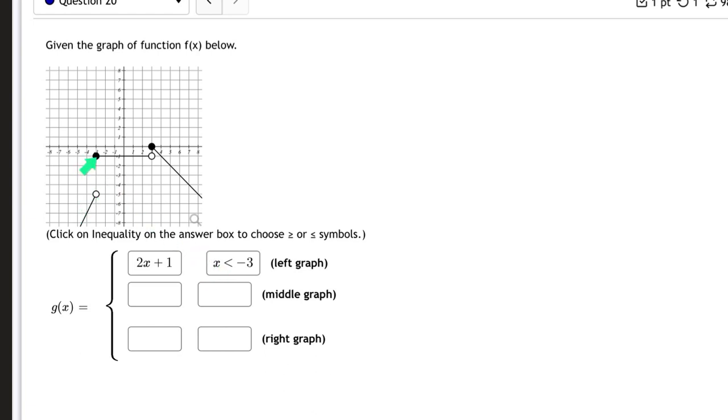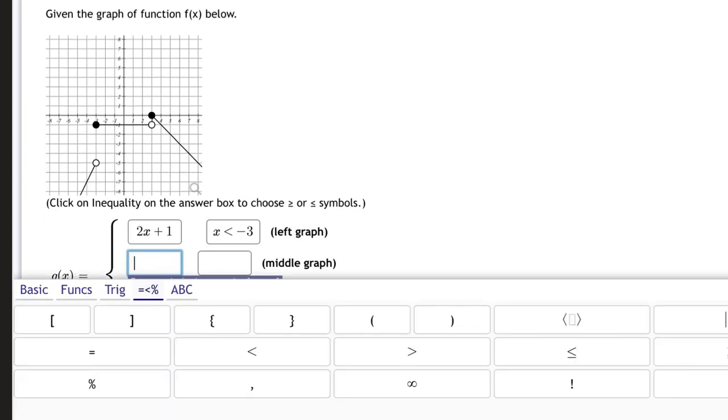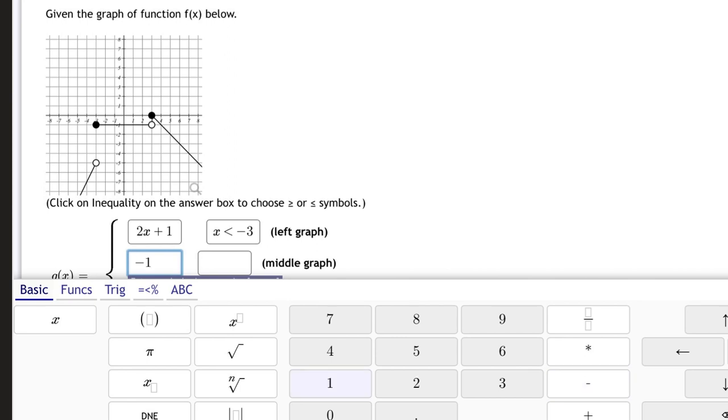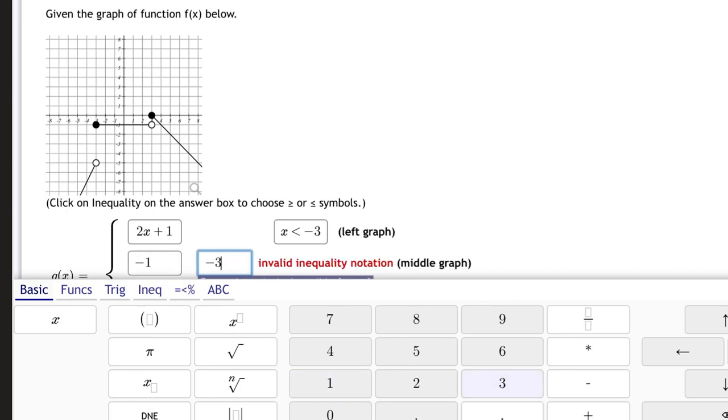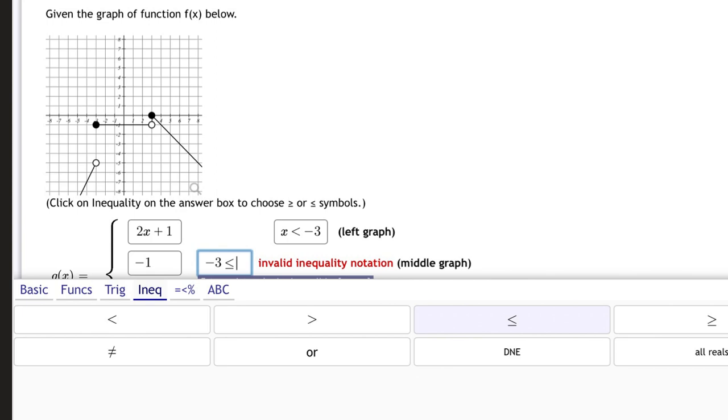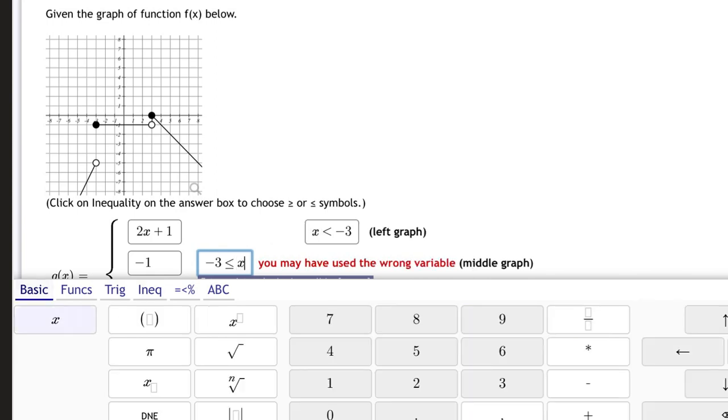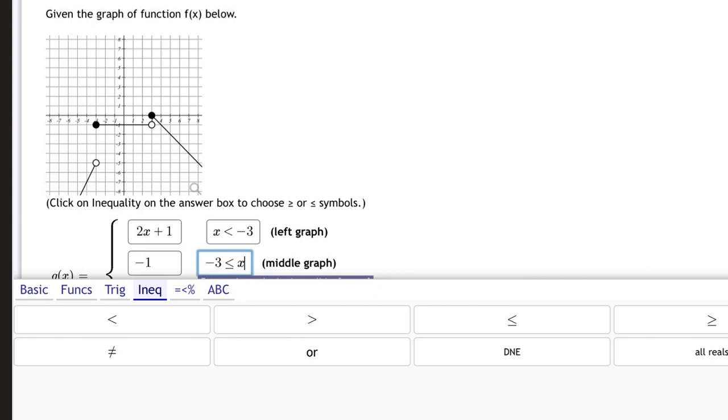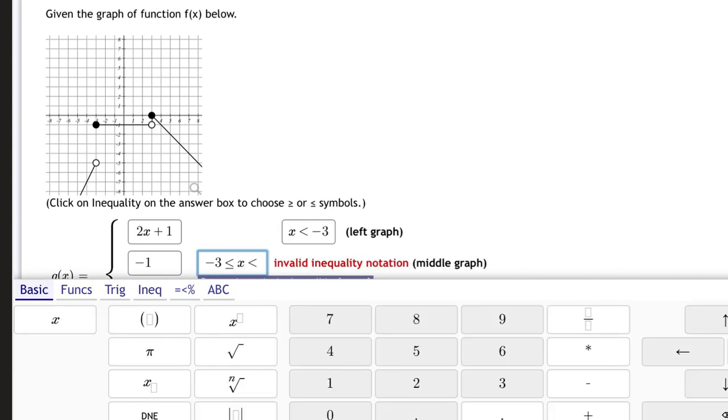The next one is going to be greater or equal to right there. So this one's going to be pretty easy. We can see that it just crosses negative 1 right there. So this is going to be negative 1. Okay, negative 1. And it's the numbers from negative 3 to positive 3. So negative 3, which is less than or equal to x, which is less than 3.